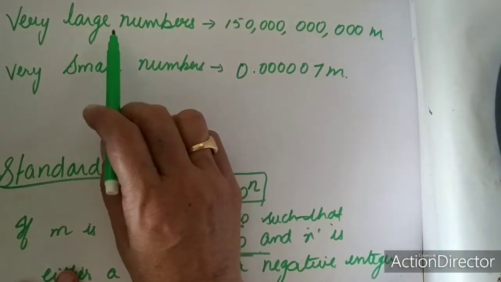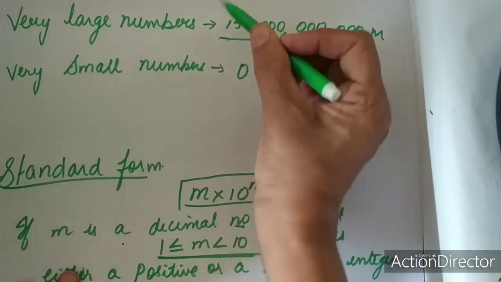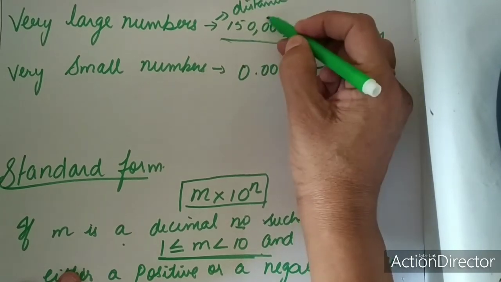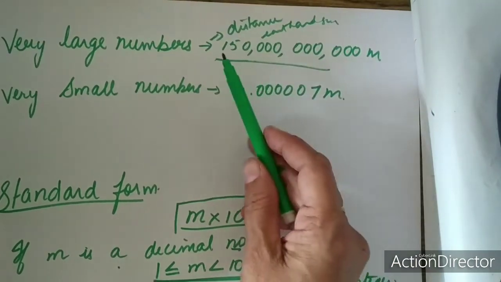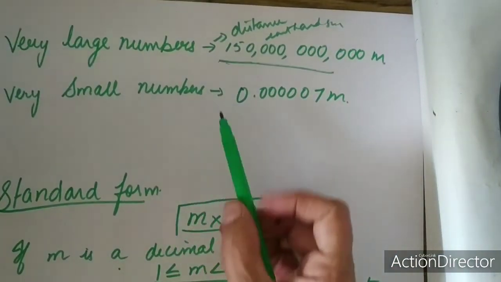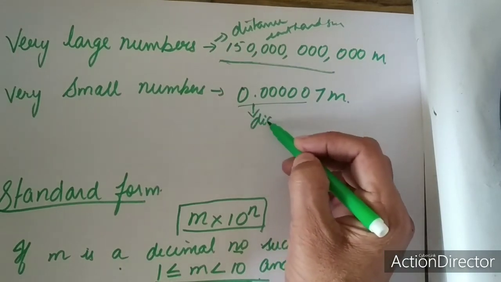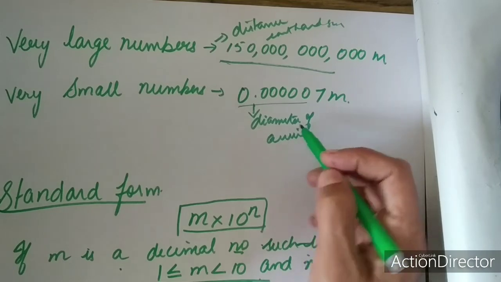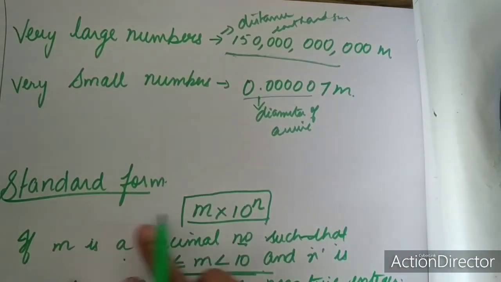You would have come across very large numbers such as this number, which you can take as the distance between Earth and Sun. Assume that this is the distance between Earth and Sun. And very small numbers like this, which is nothing but the diameter of a wire. Now these numbers have to be expressed in standard form.